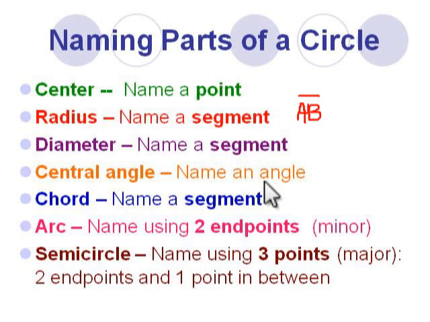Central angle would be named like an angle, so with the angle symbol, and then the three letters that make up the angle, remembering that the middle needs to be the vertex of the circle, the center of the circle. The chord, you would name it just like a segment, the two endpoints with the little segment on top.